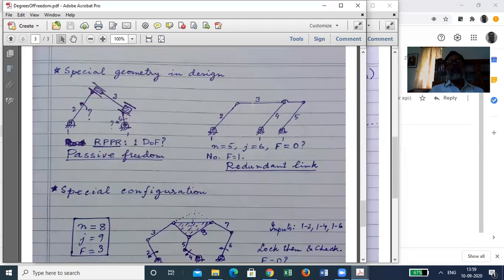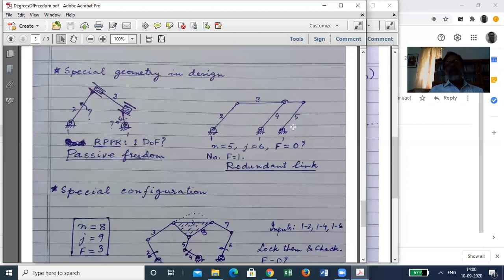Now, if you take the formula as it is, how many links total? 5. 1 is frame, remaining 4. 3 into 4, 12, minus twice j. What is j? 1, 2, 3, 4, 5, 6. Twice j.